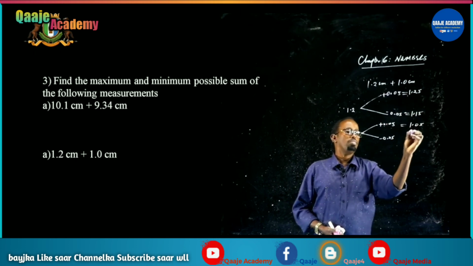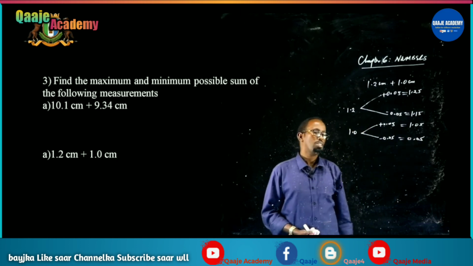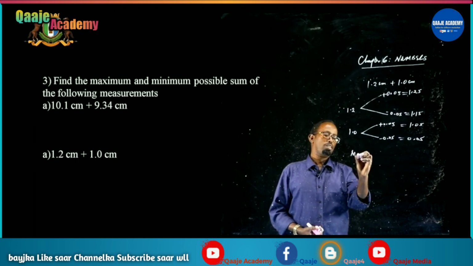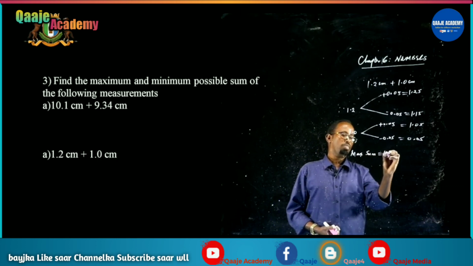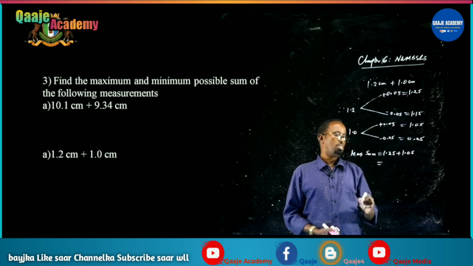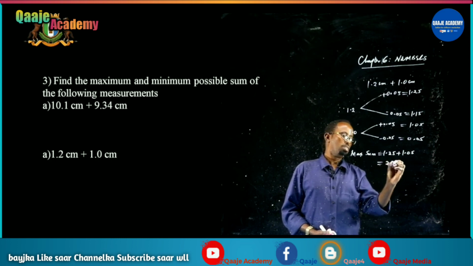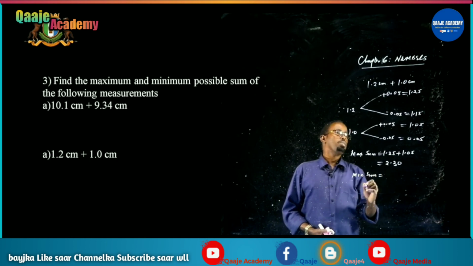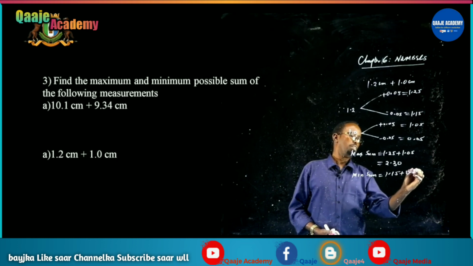So the maximum sum, I add the upper limits, 1.25 plus 1.05, so this will be 2.3. Minimum sum is the lower limits, 1.15 plus 0.95, you get 2.10 centimeters. That is the next example.